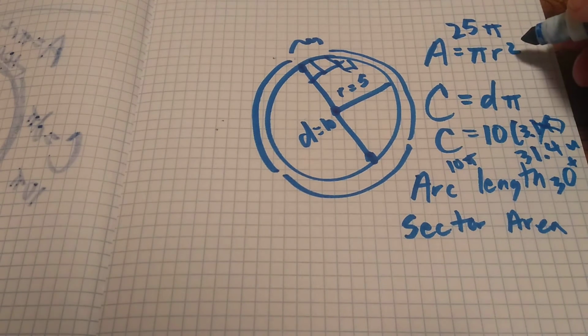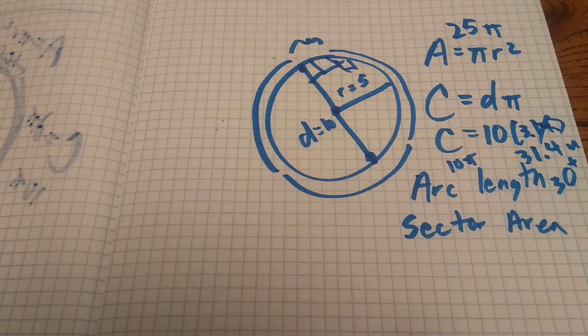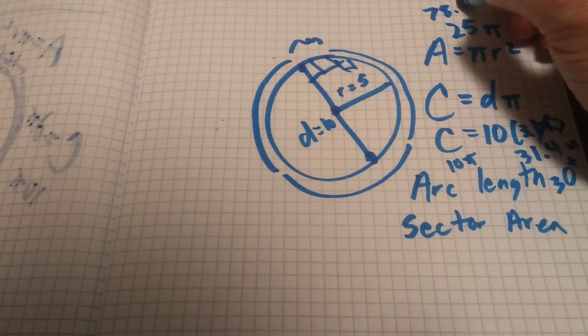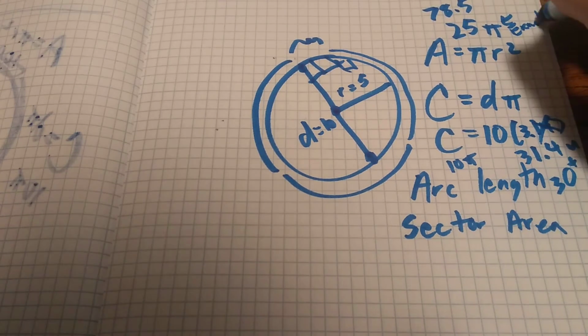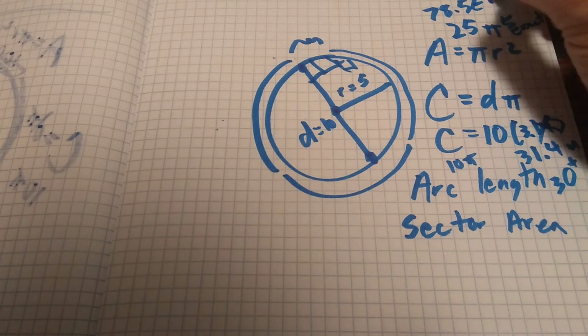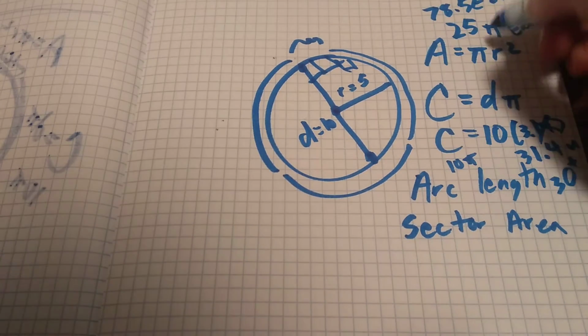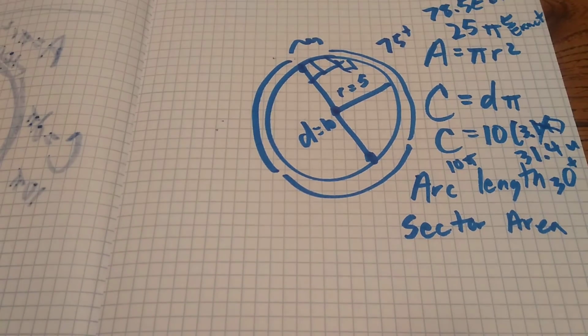If I wanted to put in 3.14, I got my calculator here, 3.14 times 25 is equal to 78.5. That is an estimate. This is the exact number. This is an estimate, but it's very close. And finally, if I wanted to, I could just do it times 3. 75 plus a little bit more would be an approximation.